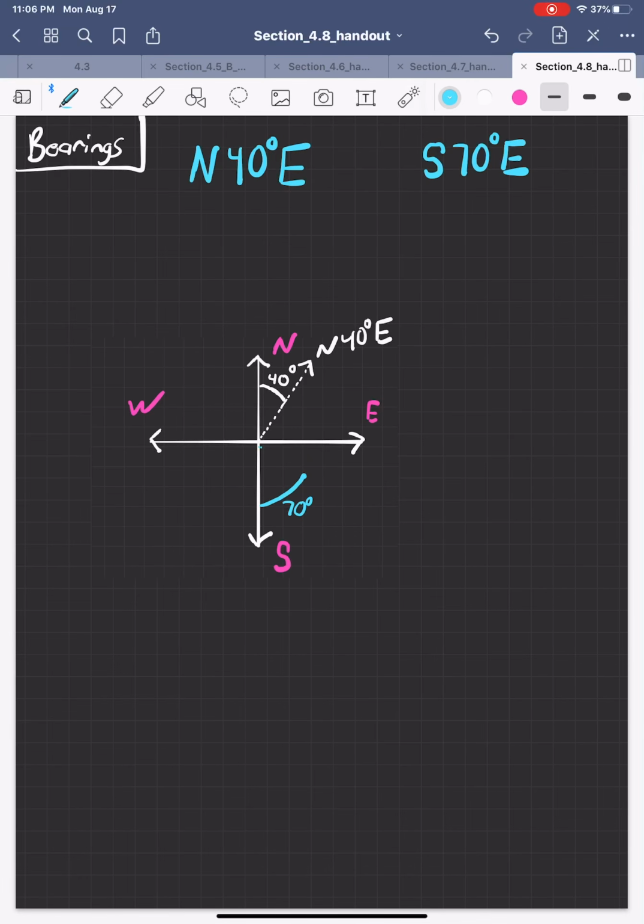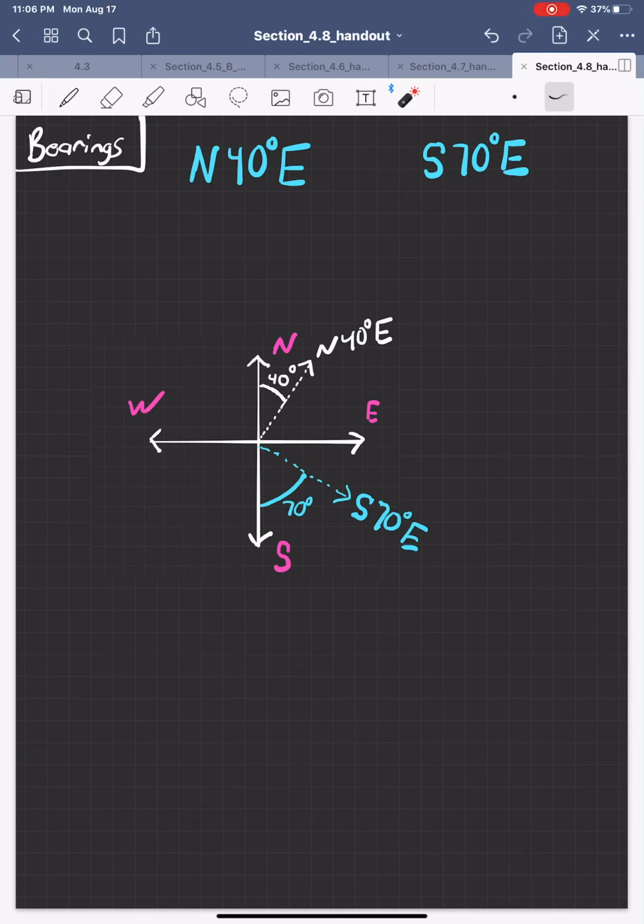So if we rotate 70 degrees, then this is your trajectory. And this would be south 70 degrees east. I hope that makes sense. So you just start from north or start from south, and either rotate east or rotate west. And that's how you would think about bearings.